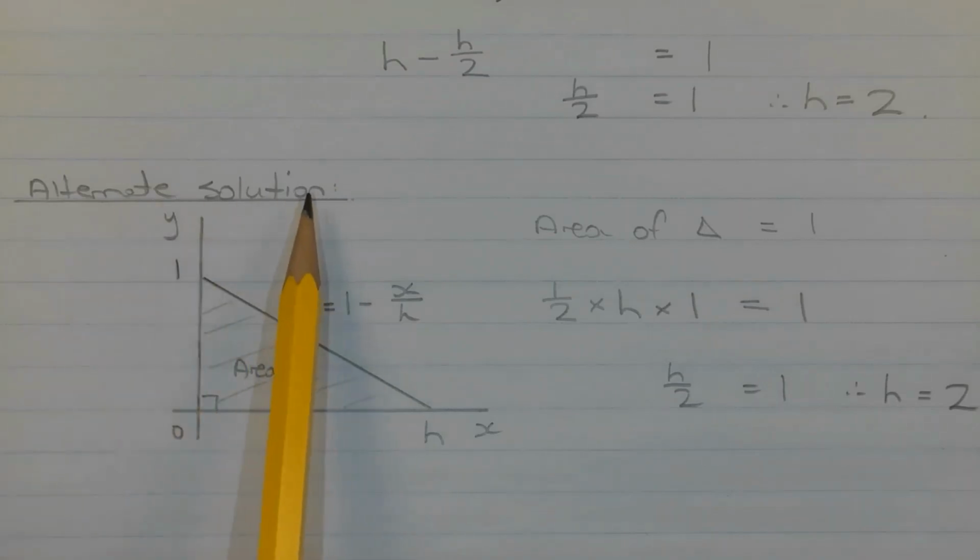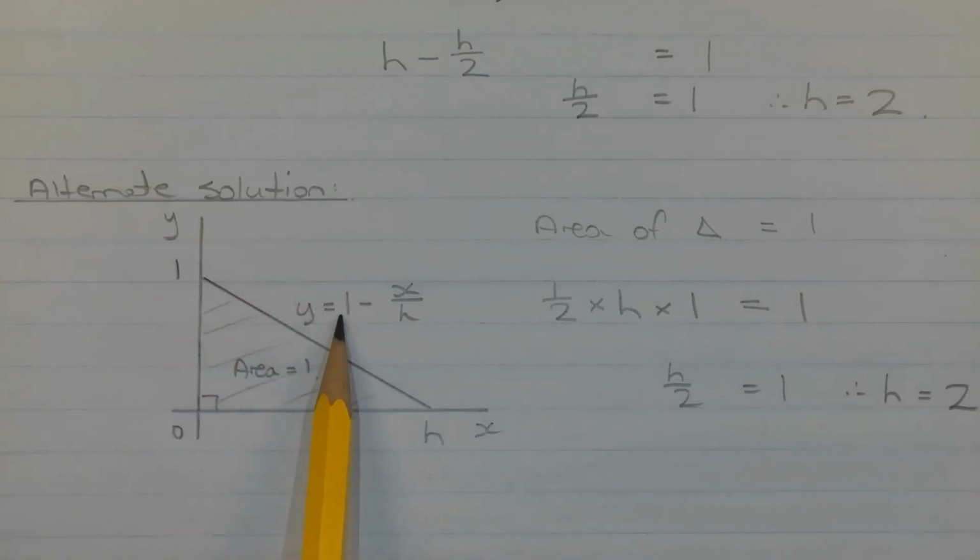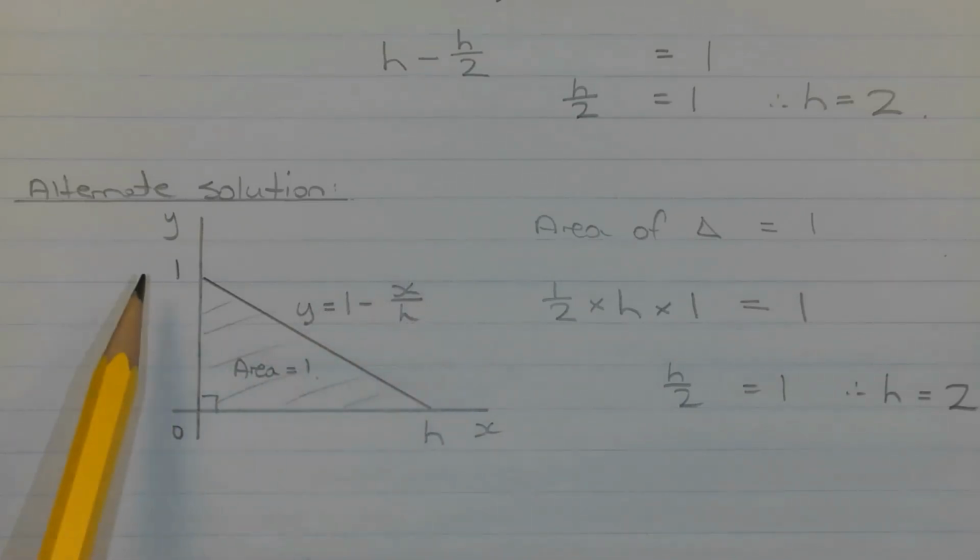The alternate solution involves coordinate geometry. Now if we look at the function y equals 1 minus x over h from x equals 0 to h, y equals 1 minus x over h is a linear function, straight line function with a negative gradient.